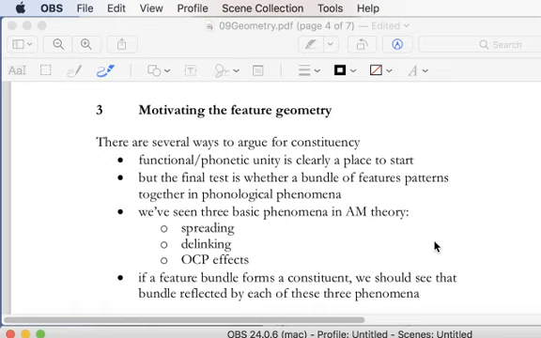But the final test, and the one we're going to be using as the main criterion here, is whether those bundles of features pattern together in phonological phenomena. Right? So in general, in autosegmental theory, there's three kinds of basic phenomena we've looked at: spreading, delinking, and OCP effects. And the idea of feature geometry is that if you have a set of features like labial, coronal, and dorsal that form a featural constituent, we should see that bundle of features reflected by each of these three phenomena. They ought to do all of these things, right?